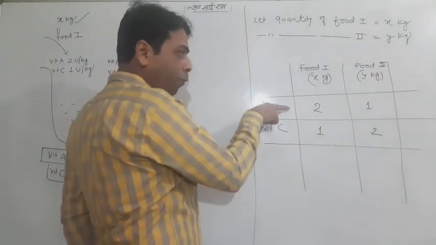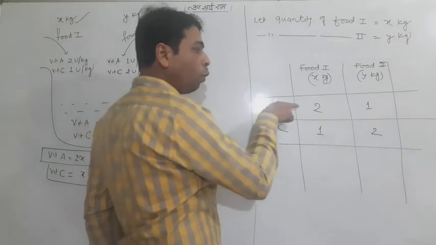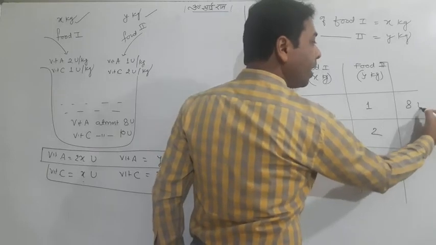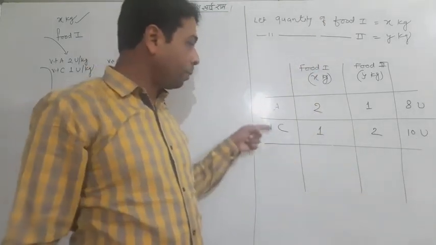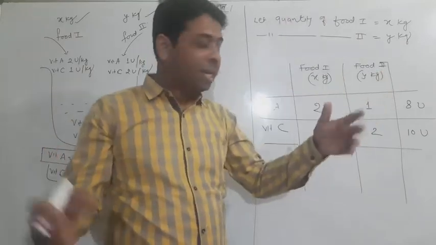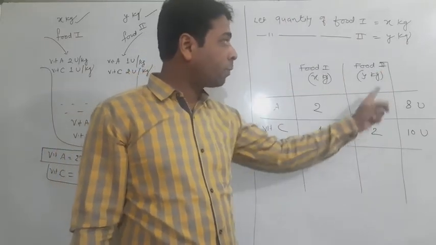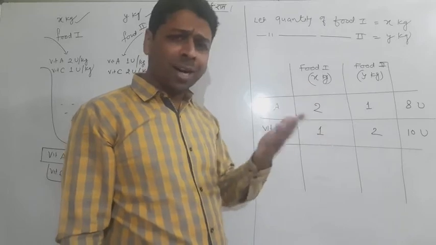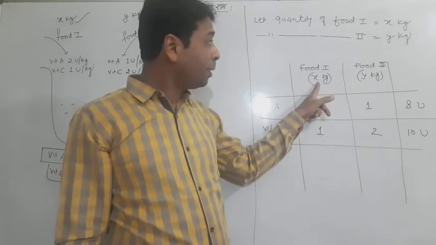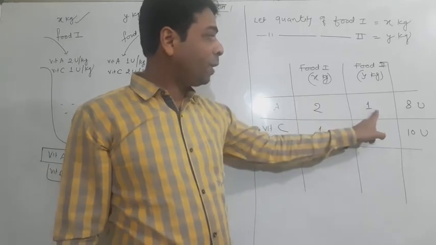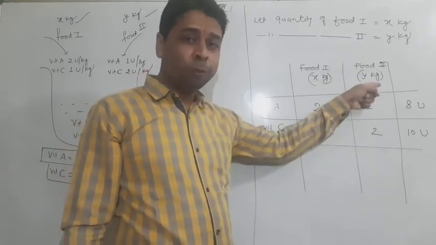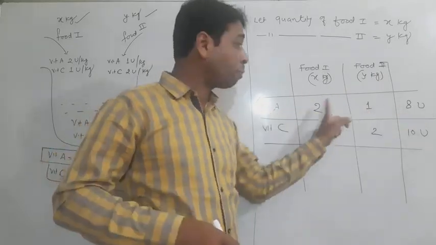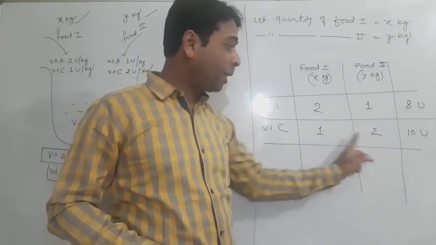What about vitamin A? If you pick this line, you have the whole quantity of vitamin A, where the range given is at most 8 units, and at most 10 units for vitamin C. This is the vitamin A in the whole mixture. We obtain vitamin A from food 1 as well as food 2, per unit per kg. So the total quantity of vitamin A from food 1 is 2x and from food 2 is 1y. The total quantity in both foods will be 2x plus 1y, which is at most 8 units. So 2x plus 1y is less than or equal to 8, and x plus 2y is less than or equal to 10.